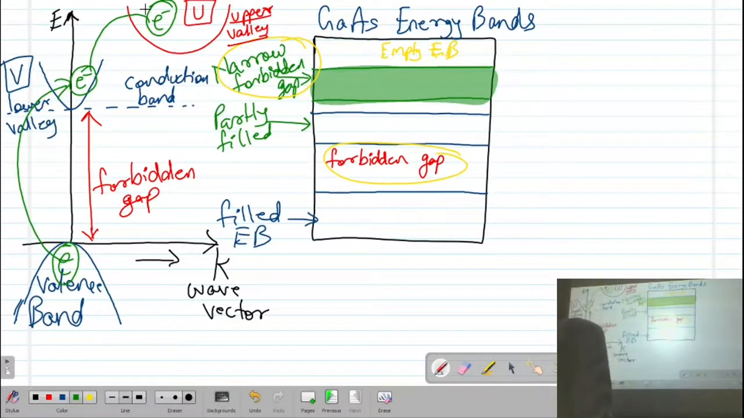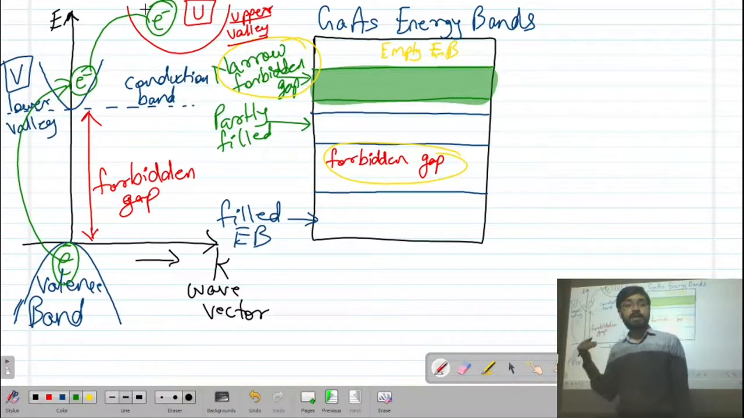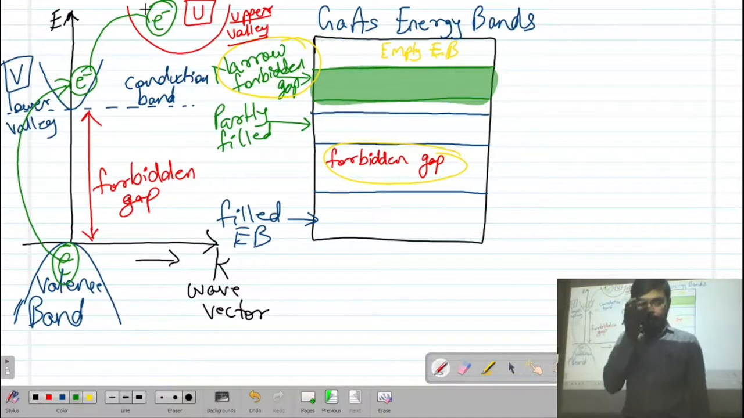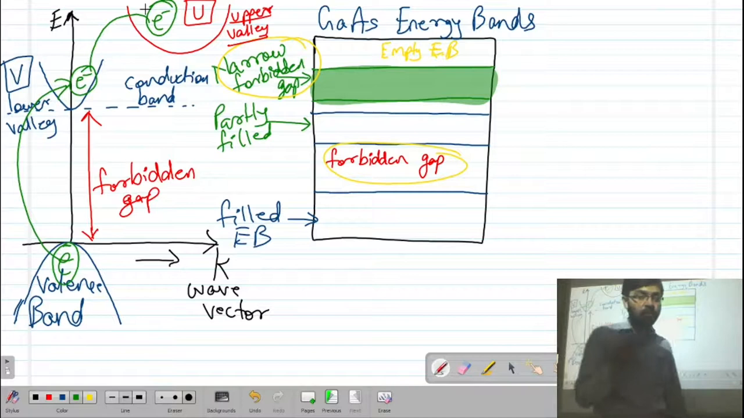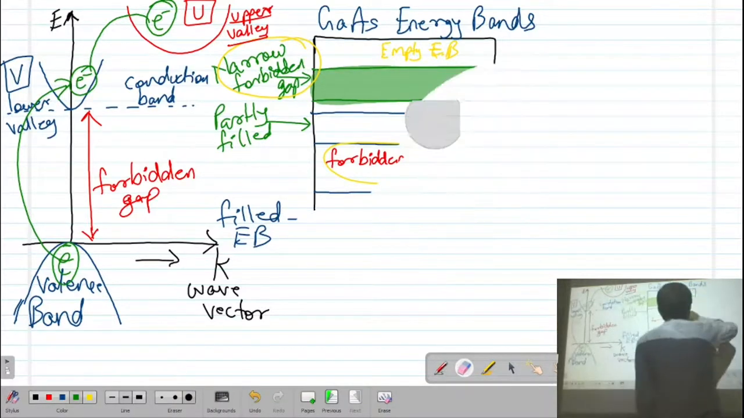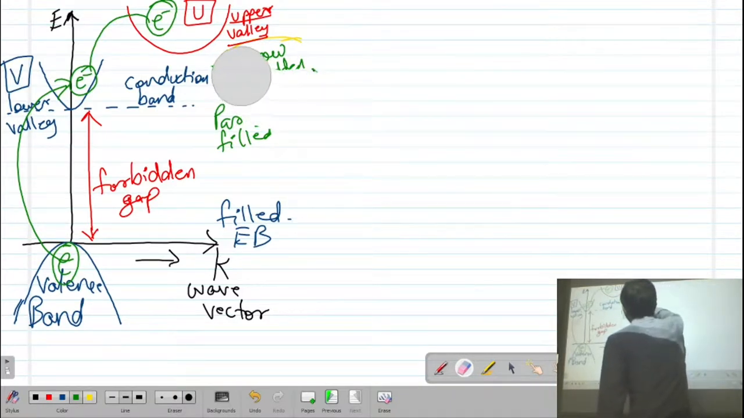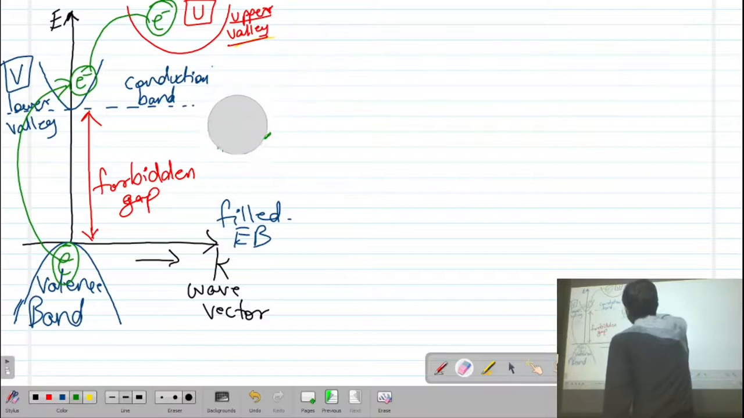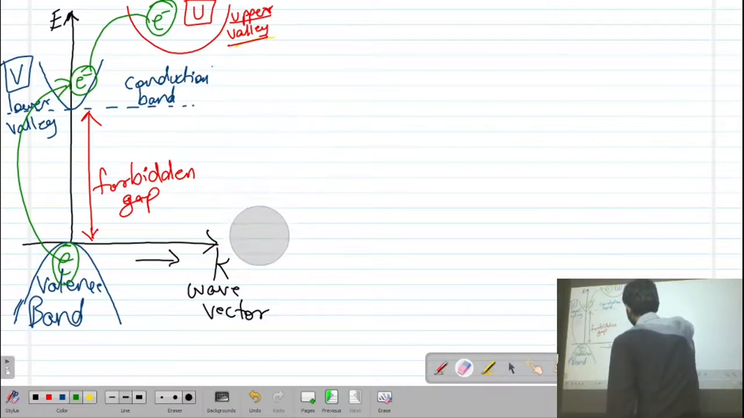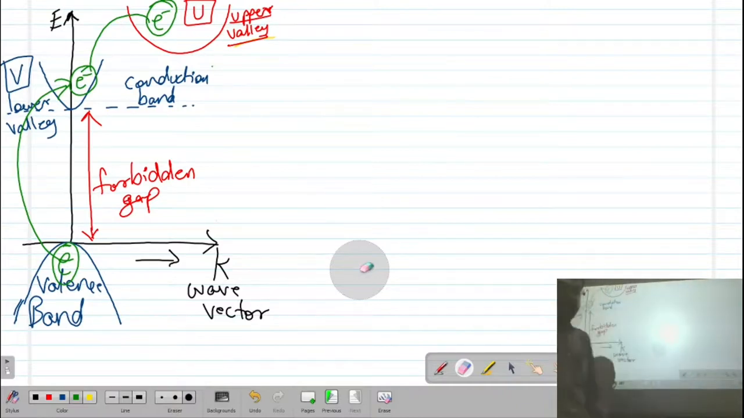And this is the reason it will show the negative resistance region. Now, why will it show that property? Let us see what the reason behind that is.